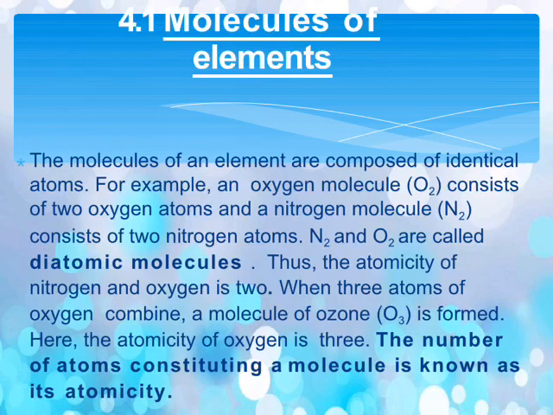Now, we know that molecules of an element are composed of identical atoms. Like oxygen molecule O2 consists of two atoms, so its atomicity is 2. It may be 3 in the case of O3 molecule, and it may be 2 in the case of O2 molecule, right? So the number of atoms constituting a molecule is known as its atomicity, right?